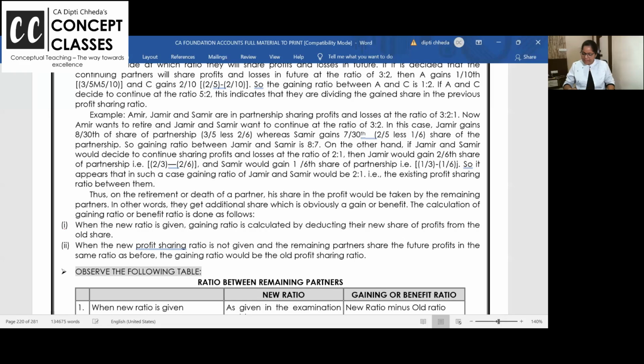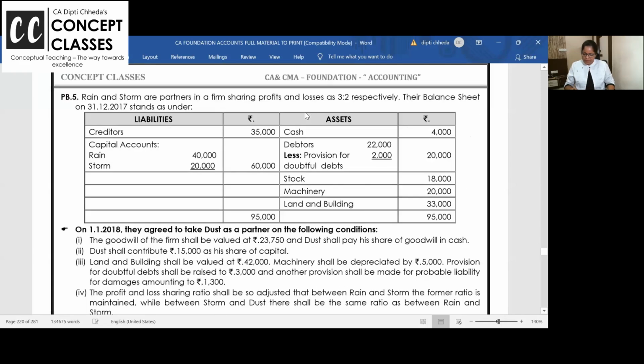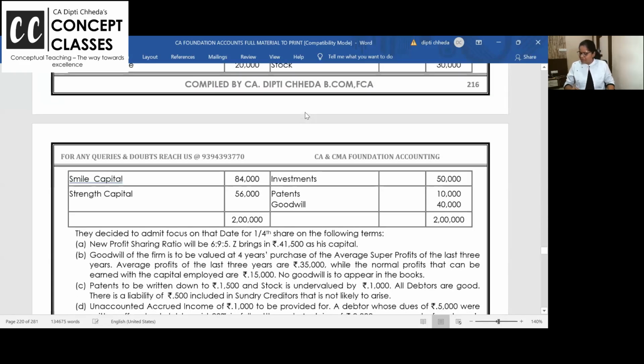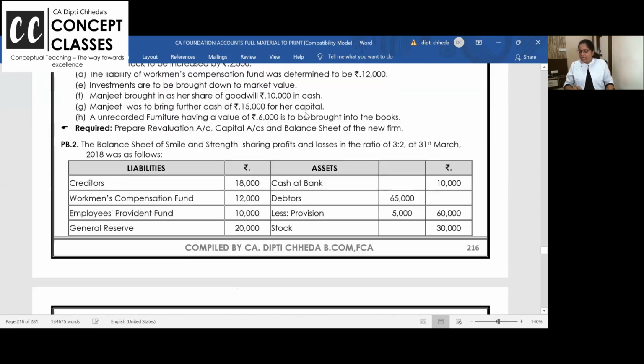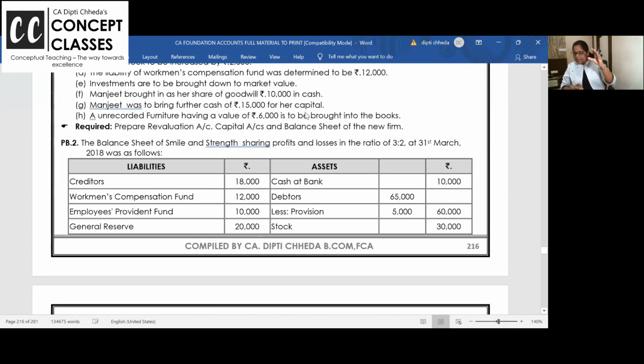Now, yesterday I have started with a problem and I have asked you all to tell me at least revaluation profit, आपने घर में calculate किया? Revaluation profit, have you done or not? See, we have done the first problem. कल खत्म कर लिया था राज और सिमरन. Achha, what is the approach? Prepare revaluation account, partners capital account, balance sheet supported by the working notes.